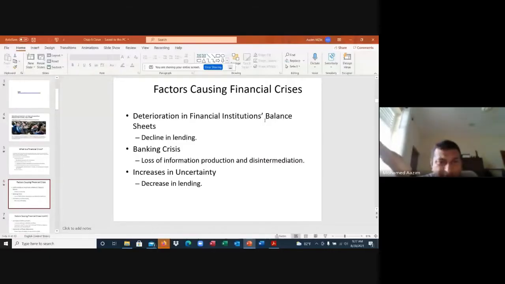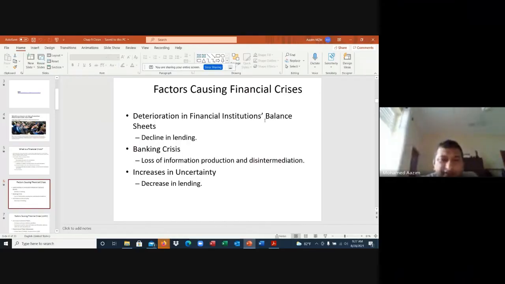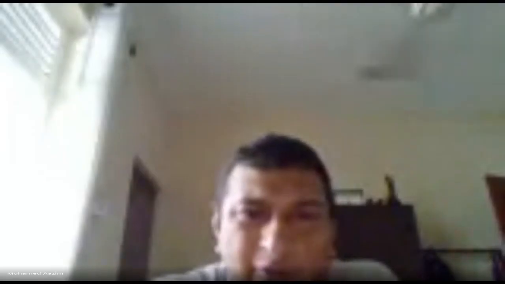So the deterioration in financial institutions' balance sheets. Already you have seen it's deteriorating. Then your ability to lend also declines because of this. Because you have a resource base to define your lending portfolio. When your balance sheets shrink, balance sheets become small, the resources available with you to lend also decline.